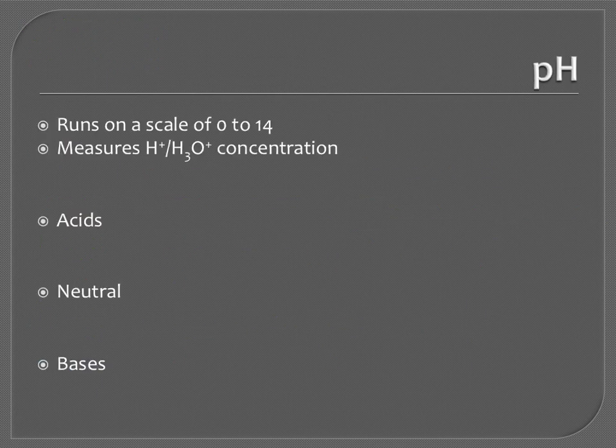Now, how do we sort of rank acidity and basicity? So this is what we call the pH scale. And it runs on a scale of 0 to 14, 0 being the lowest and 14 being the highest. And this specifically measures the concentration of hydronium ions. So let's remember this keyword right here, hydronium.